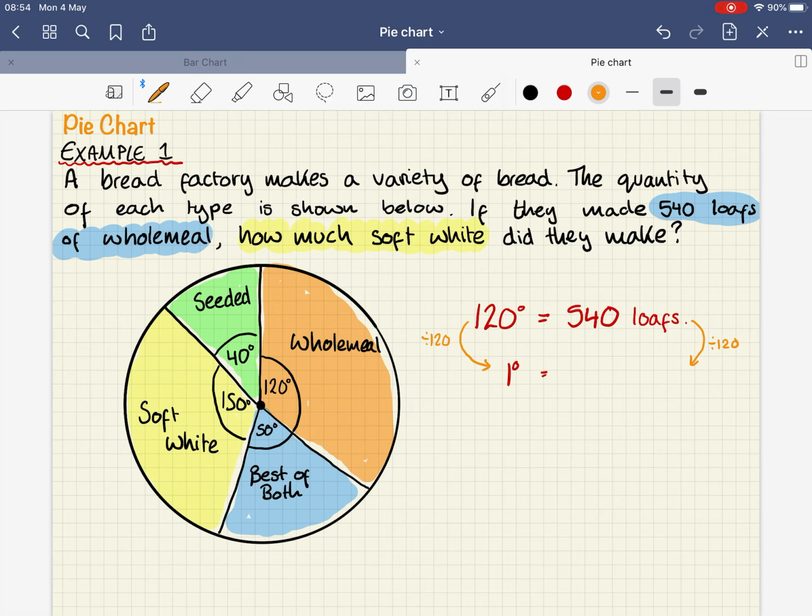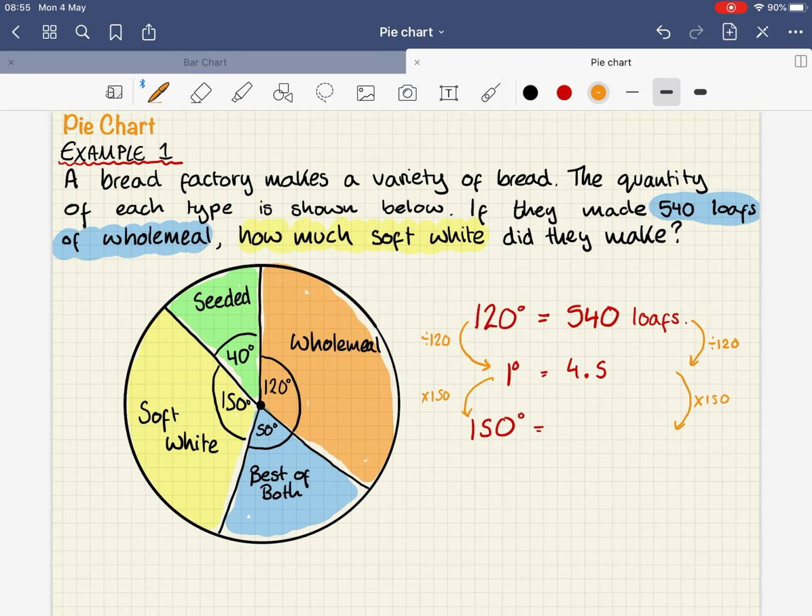So I'm going to get my calculator and do that. 540 divided by 120 gives me 4.5. So every degree is valued as 4.5 loaves. And I want to find out how much soft white they have. So I look at the angle for the soft white, which is 150 degrees. So to go from 1 to 150, I times by 150, and I do the exact same over here. I'll take the 4.5 and times it by 150.